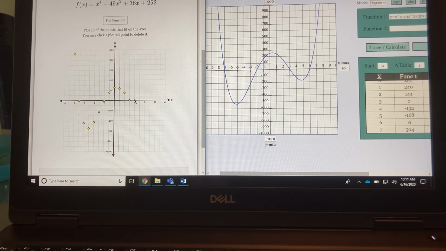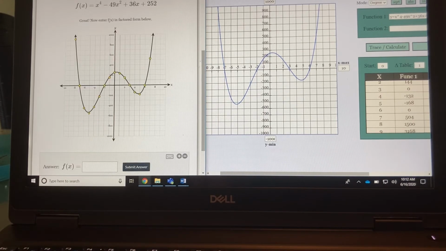4, -132. So just past 100. 5, -168. And 6, 0. 7 goes to 504. And can we fit one more? And 8 goes to 1500, so that's too high. So we click plot function and it draws in the curve for you.